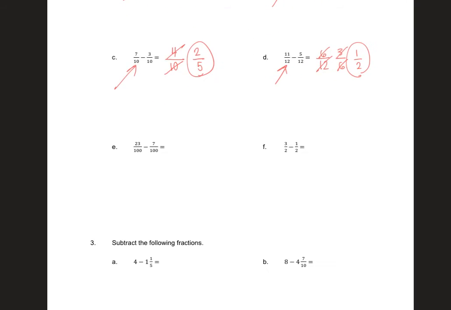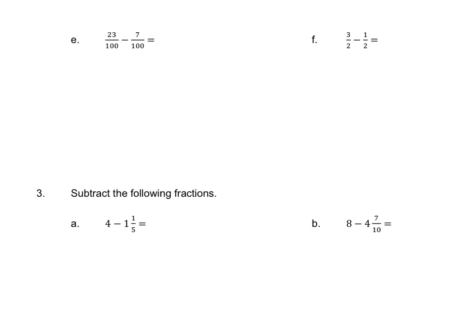Whoops, I got really small. Sorry about that. All right, for E, we have common denominators of 100. We do the 23 minus 7, and we get 16 over 100. Again, cutting in half, we get 8 over 50. I cut in half again, we get 4 over 25. And I'm done.